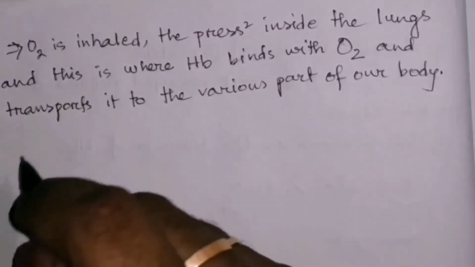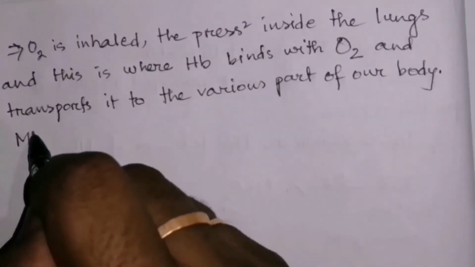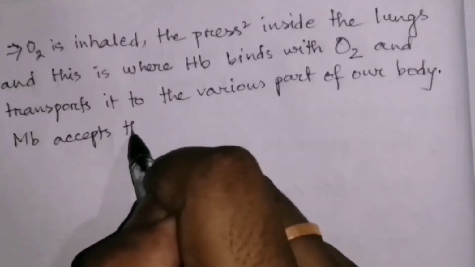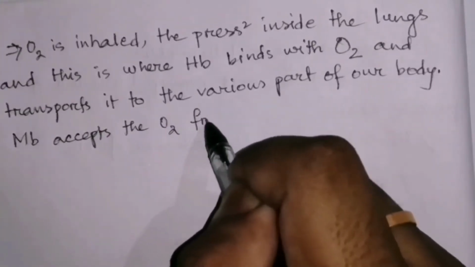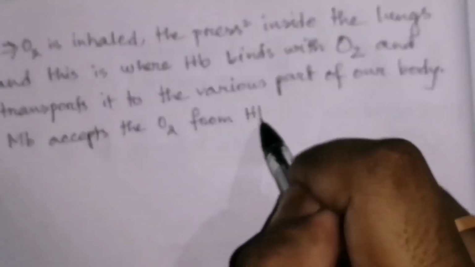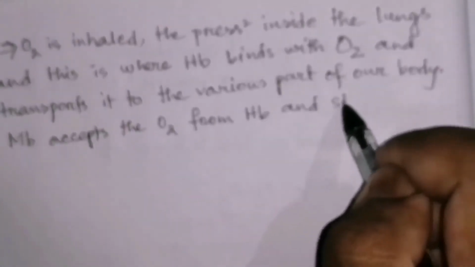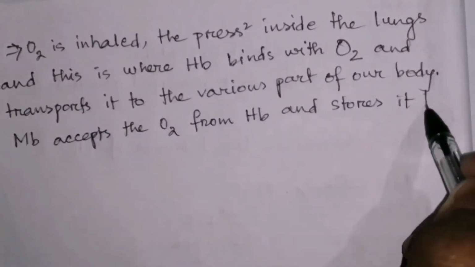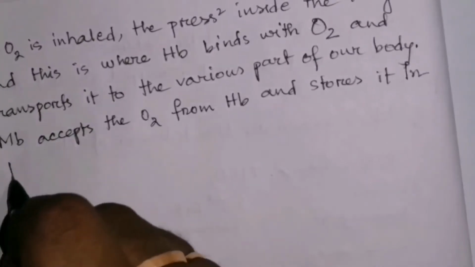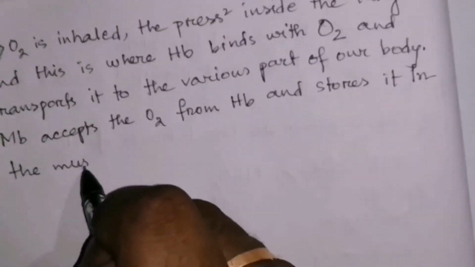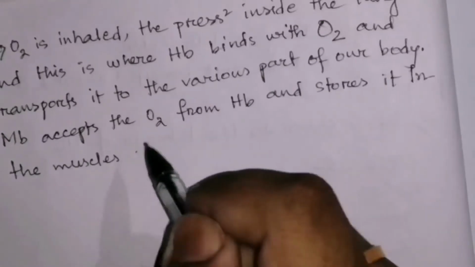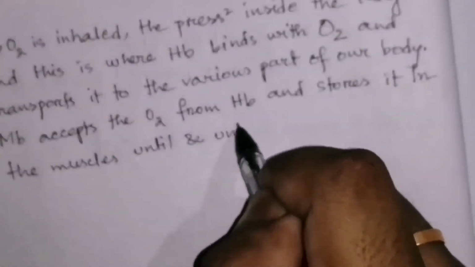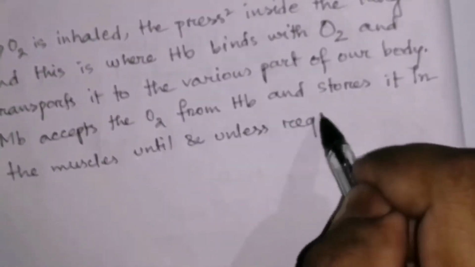After carrying it to the various parts of the body, myoglobin accepts the oxygen from hemoglobin and stores it in the muscles until and unless required for energetic purposes.